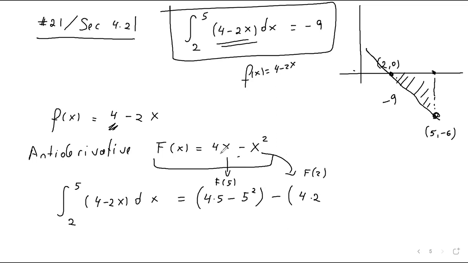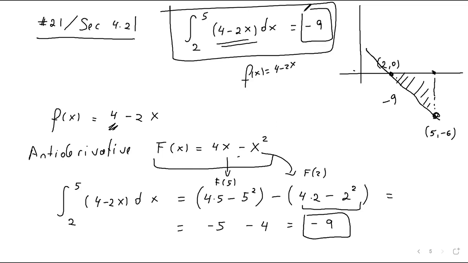So F of 5 is 4 times 5 minus 5 squared, and that's going to be 20 minus 25, so that's going to be negative 5, the first one. And then minus, over here, 4 times 2 minus 4 is going to be 8 minus 4 minus 4, so this is going to be negative 9. And there we go. We retrieved the answer that we got earlier. So we got the exact same answer in 2 ways.